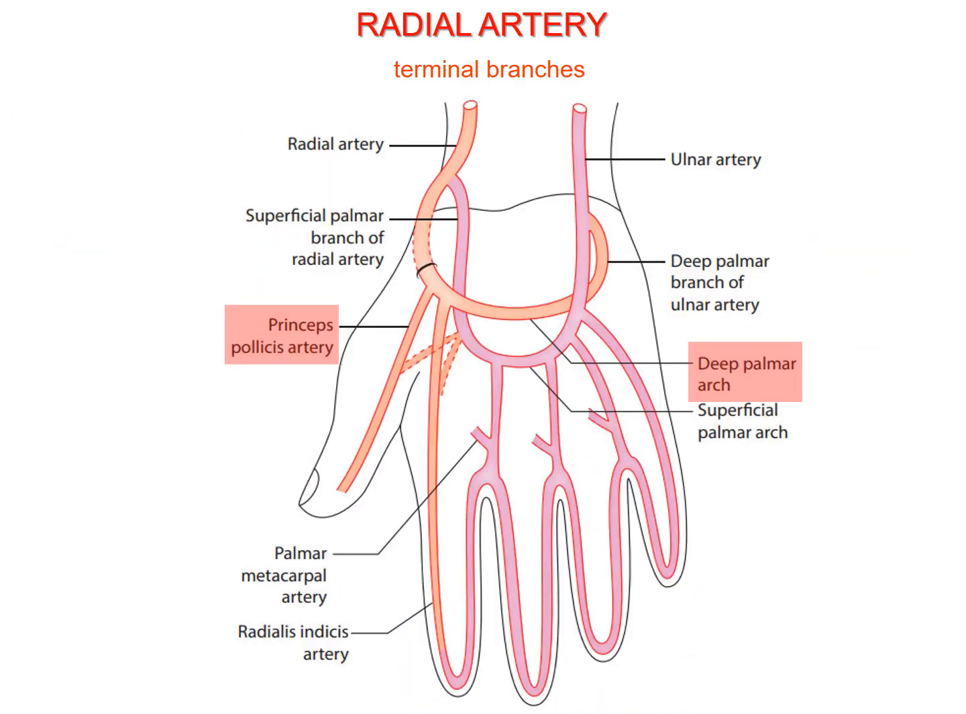The radial artery enters the palm and divides into its terminal branches, the deep palmar arch and the princeps pollicis artery. In the hand, the ulnar and radial arteries interconnect to form two arches, from which branches to the digits emerge. The radial artery contributes mainly to the supply of the thumb and the lateral side of the index finger.